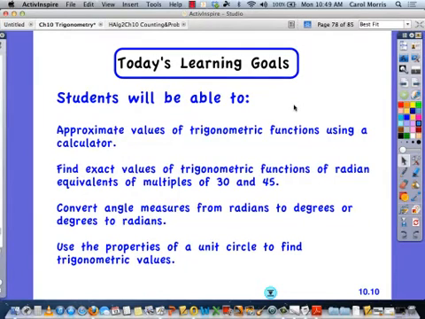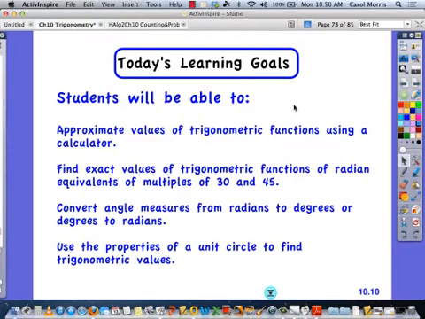All right, our goal today, as you can see, is to approximate trigonometric functions using a calculator. Those will be our non-exact values. Find exact values of our trig functions in radian equivalents. So we need to introduce what a radian is. Convert angle measures from radians to degrees and degrees to radians. And then use properties of our unit circles to find trigonometric values that are in radians.